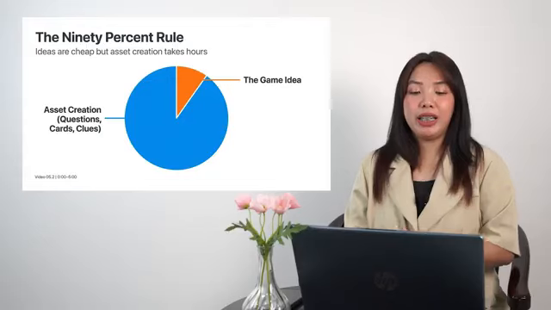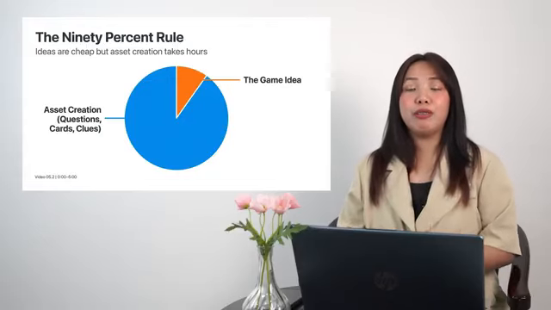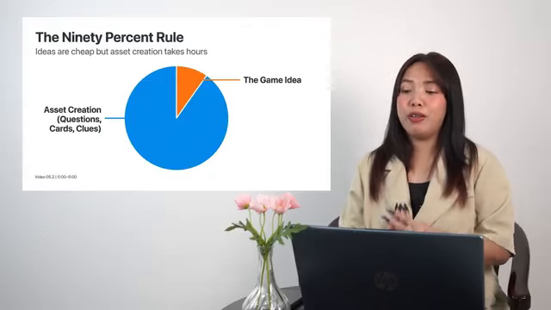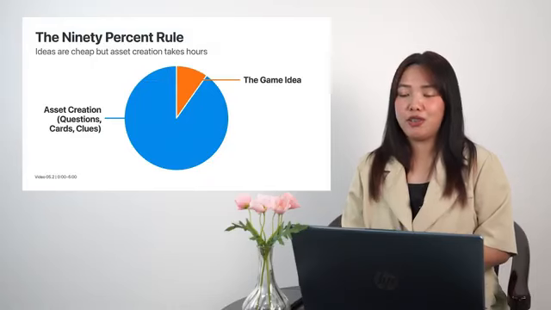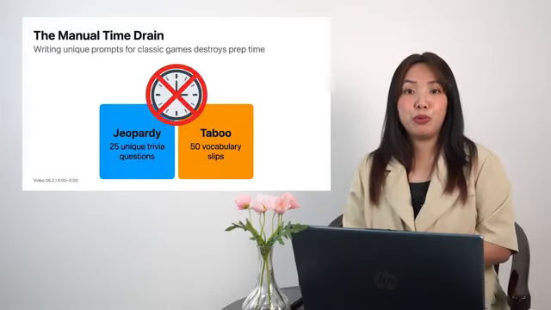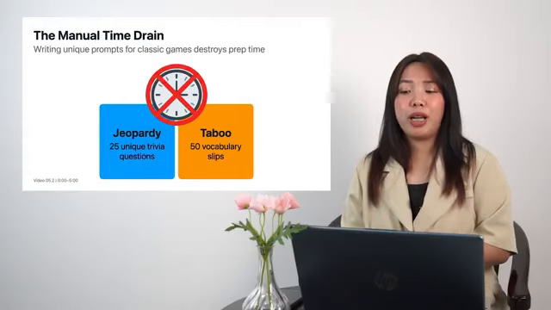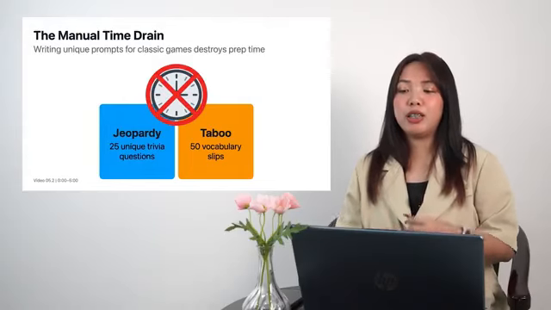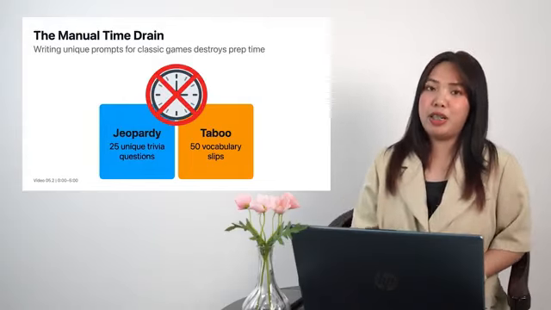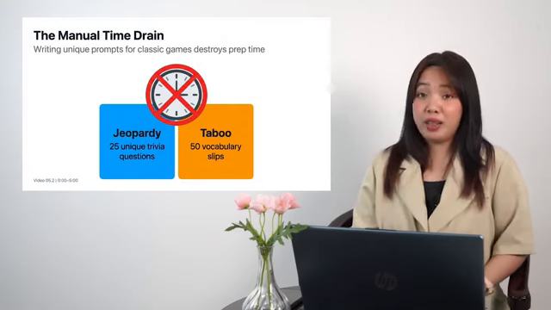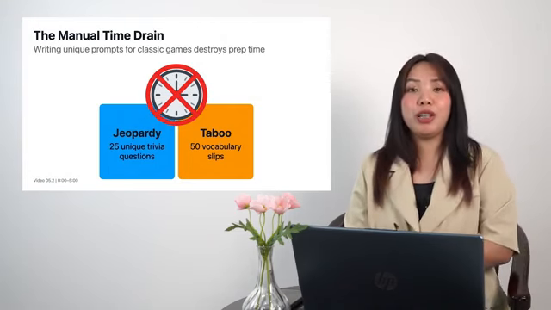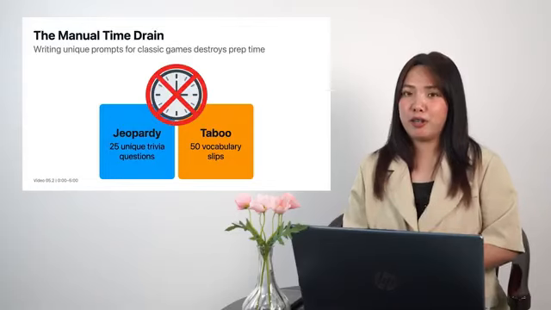If you want to play a game of Jeopardy, you have to sit down and write 25 unique trivia questions and answers. If you want to play Taboo or Catch Phrase, you have to manually think of 50 vocabulary words and write them on little slips of paper. It takes hours. With AI, we are going to generate those assets in a matter of seconds.